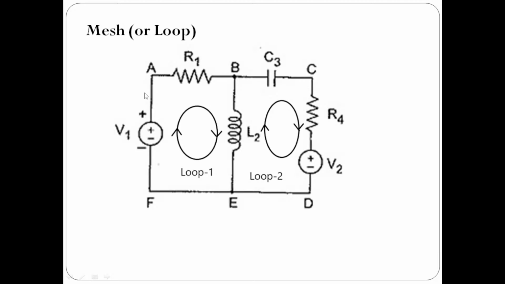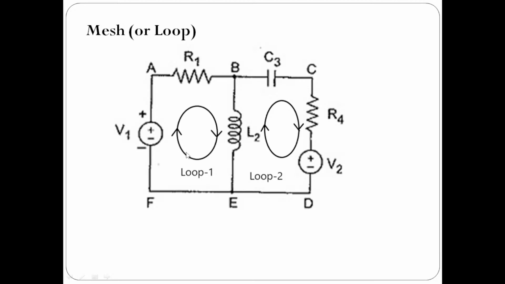Suppose I remove this branch AB. If the AB branch is removed, what will happen? There will not be a closed path, the closed path will be open. It will no longer be a closed path. Similarly, if any of these elements, for example the capacitor, is removed, it will no longer be a closed path.